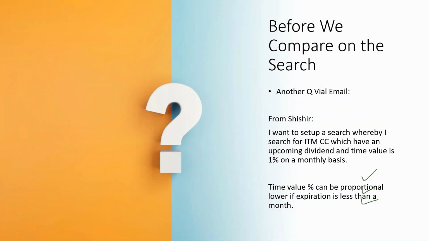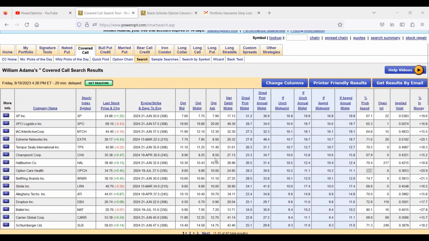But another question did come in via email from Shishir. He says, I want to set up a search on Power Options for in-the-money covered calls which have an upcoming dividend and the time value is 1% on a monthly basis. Time value can be proportionally lower if expiration is less than a month. Okay, well, no problem. All right, on to Shishir.